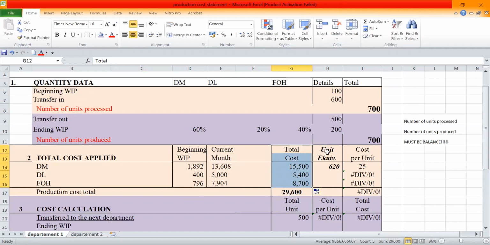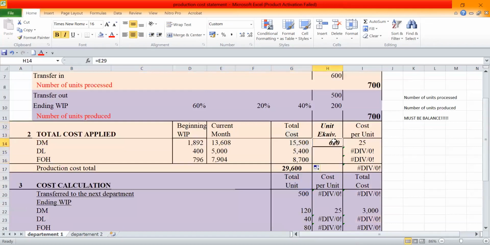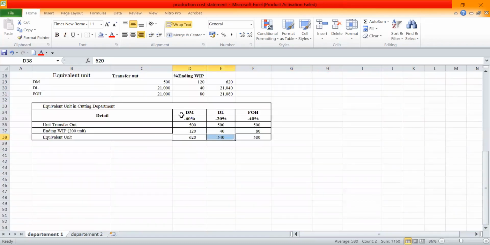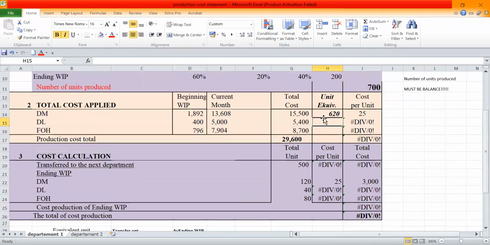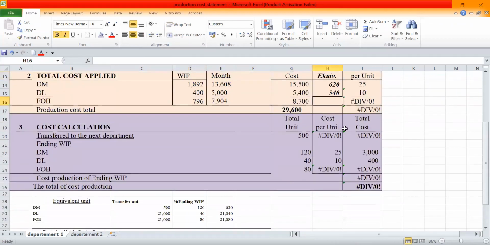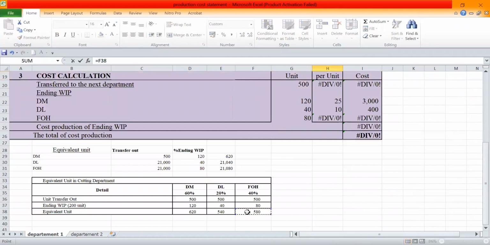So the next column is talking about the equivalent unit. We already computed the equivalent unit of each direct material, direct labor, and factory overhead. For the average method, we have this number. I'm sorry, it doesn't have to be the minus part. I don't know why after I copy paste in here, the negative sign is automatically showing up. So this number is the equivalent unit for direct material, and then this number for the direct labor, and the last one for the factory overhead is here.